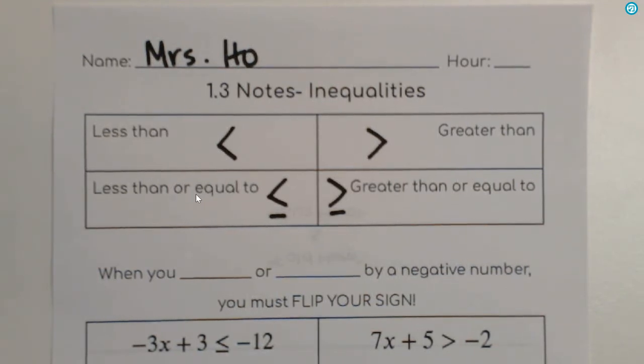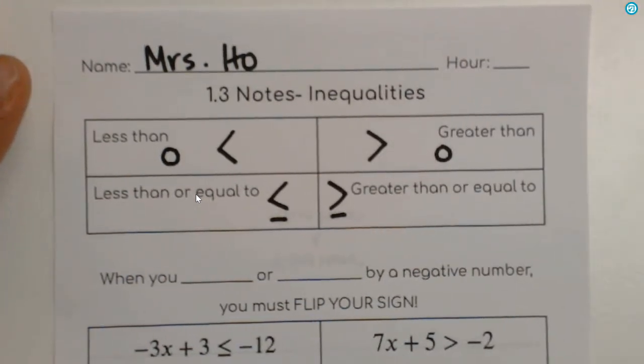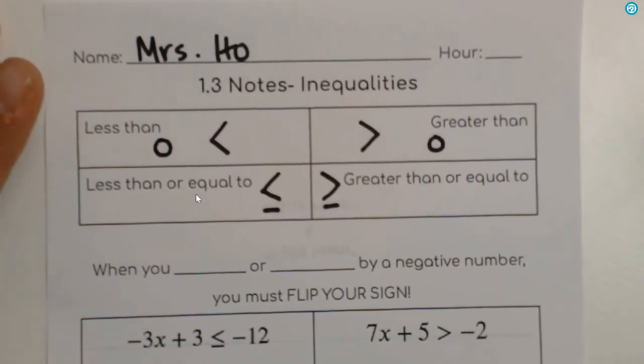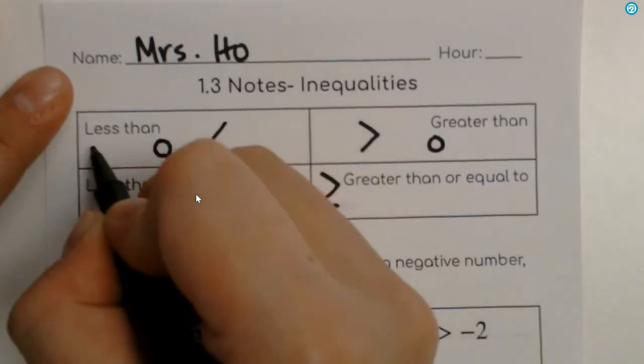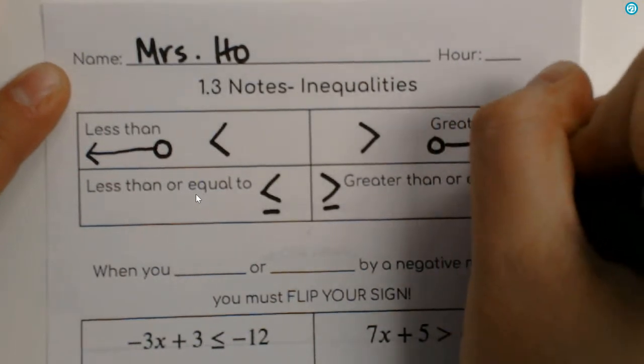There's a lot of things that are different, but there's a lot of things that are the same. One big thing that we're going to have to do for our inequalities is we are always going to graph our answers on a number line at the end of each problem. When we graph on a number line, you are going to put a dot where the number is. For less than and greater than, you are going to put an open dot. So go ahead and draw an open dot. For less than, you are going to go to the left. And for greater than, you're going to go to the right.